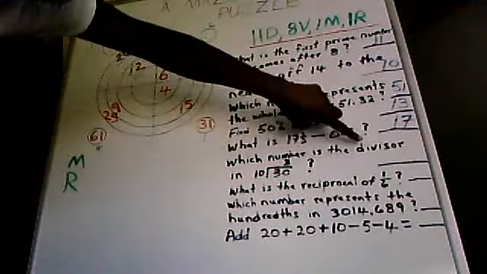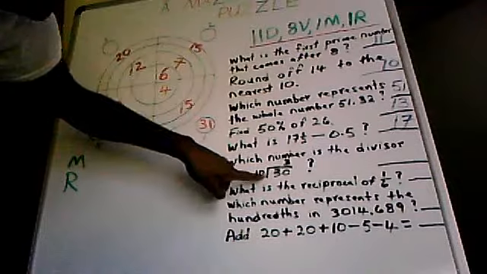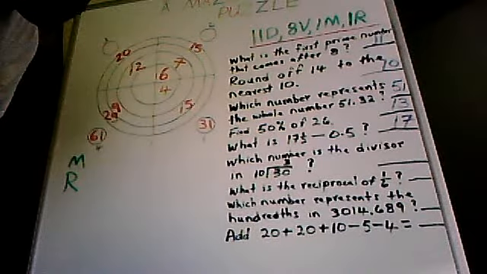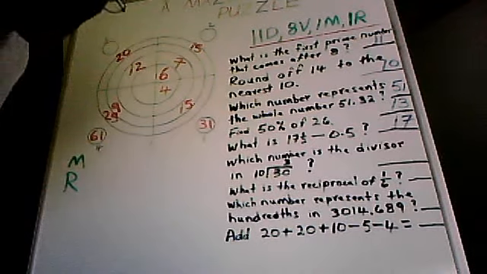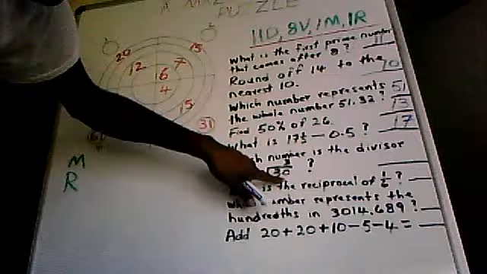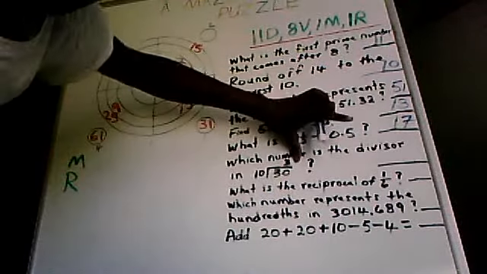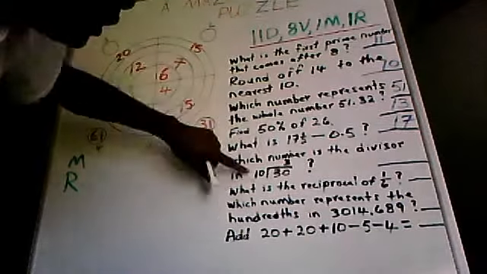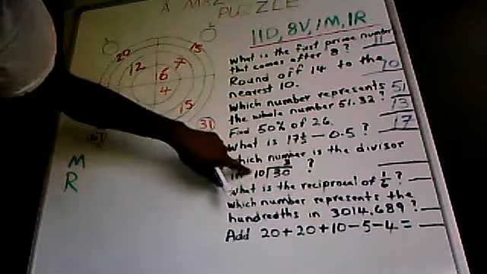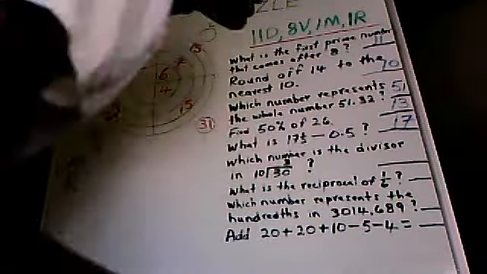Which number is the divisor in 30 divided by 10 equals 3? In order to understand math, you have got to know some of these terms. The number in the box is called the dividend. The result or the answer is called the quotient. And the number to this side is called the divisor. So the number that represents the divisor is 10.